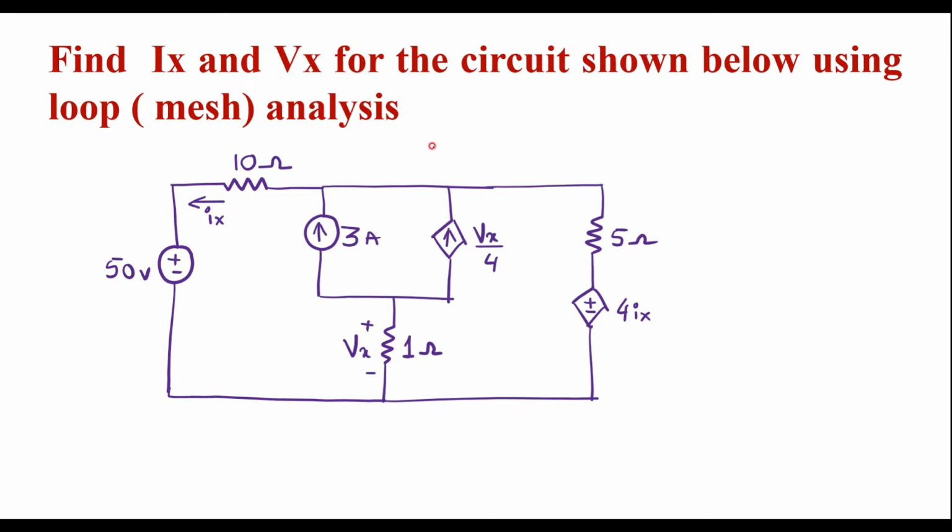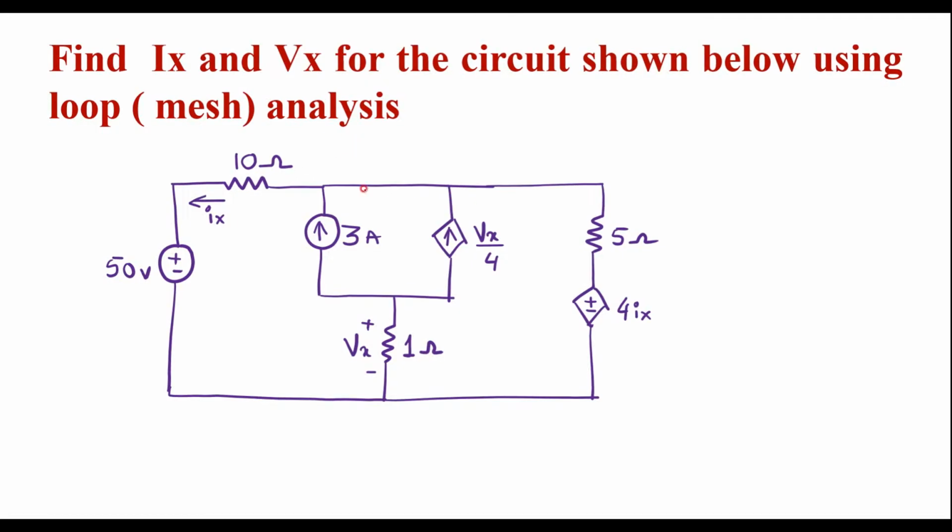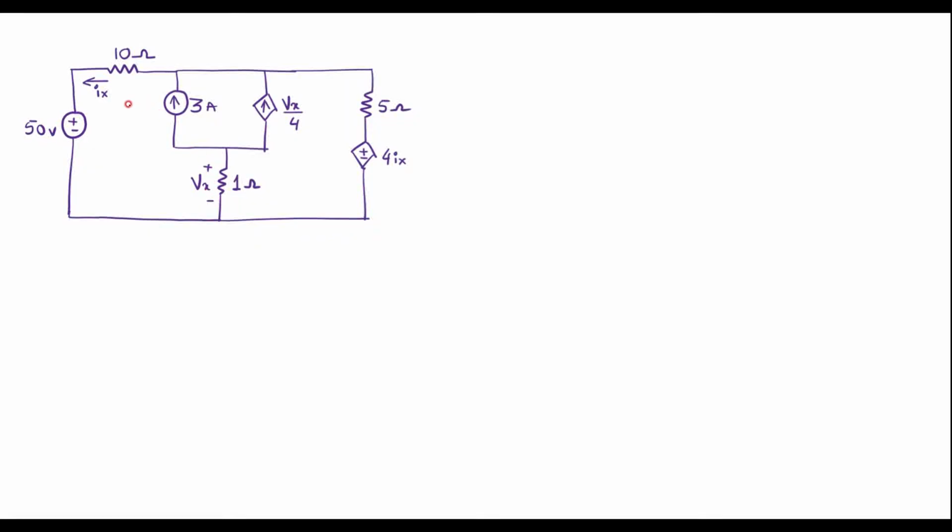In this video, let me consider one numerical on loop analysis or mesh analysis. Find Ix and Vx for the circuit shown below using loop or mesh analysis. So this is the given circuit. In this circuit, we need to calculate current Ix and voltage Vx, where voltage Vx is the voltage across the 1 ohm resistor. We need to calculate this using the loop analysis or mesh analysis method.